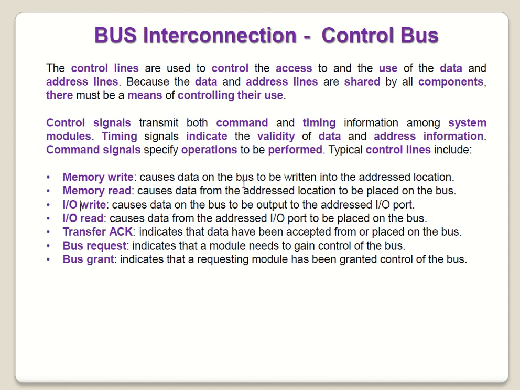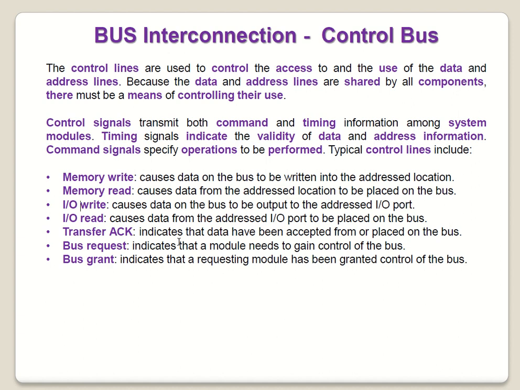When it is write, data should be moved to the memory. When it is read, data should be moved onto the bus. Reading means data comes from the memory and is put onto the bus. Write means the data on the bus goes to the memory, written to the memory location. The same goes with I/O write. It causes the data on the bus to be sent to the I/O port. I/O read means it causes the I/O port to put the data onto the bus.